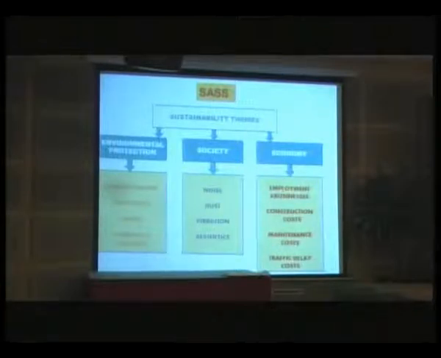Well, this overhead here just shows you the general structure of this particular tool. The boxes in green indicate the indicators that are used to assess sustainability in this tool. They're grouped under the three key themes that we normally associate with sustainable development. So you've got environmental protection, society, and economy.